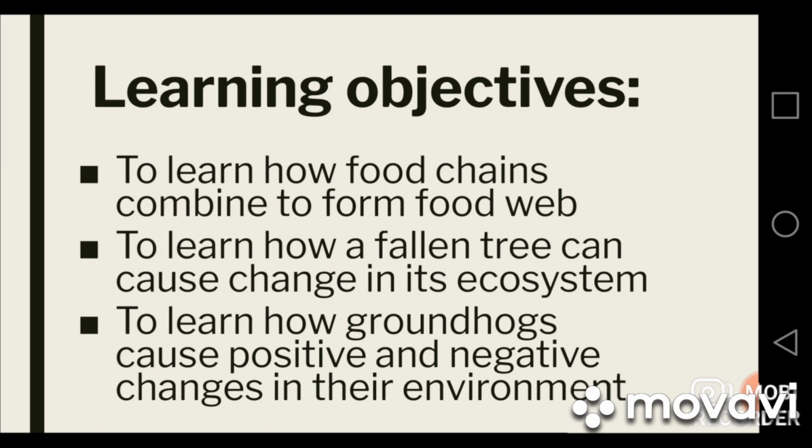First of all, we will learn how food chains combine to form a food web. Then we will learn how a fallen tree can cause change in its ecosystem. And after that, we will learn how groundhogs cause positive and negative changes in their environment.